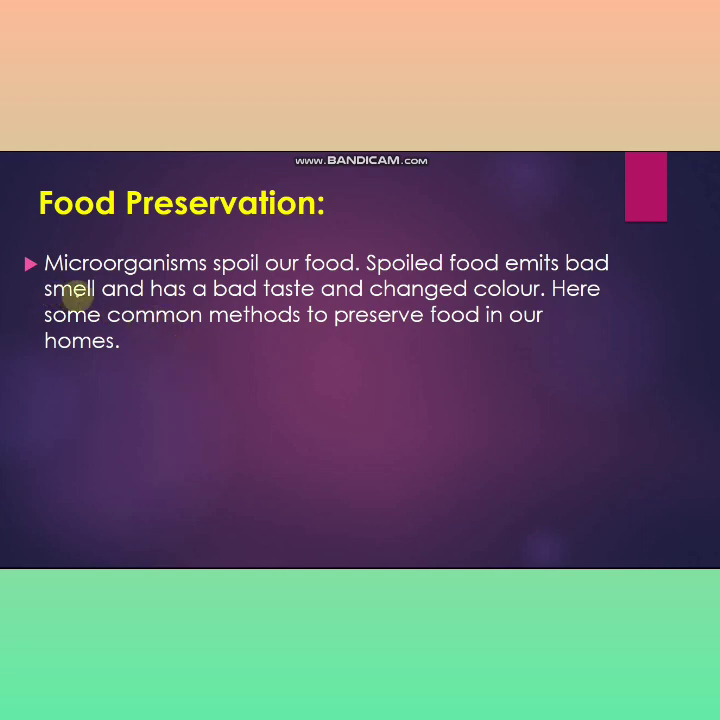Next is food preservation. All of you know there are different methods used for preservation of our food. Microorganisms spoil our food. Spoiled food emits a bad smell, has a bad taste and changes color. Here are some common methods which are used to preserve our food in our homes.